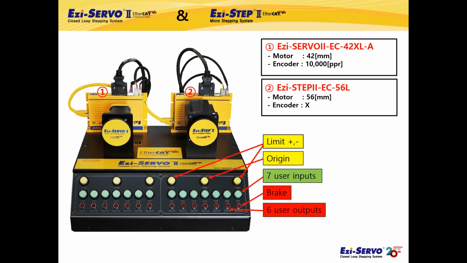As you can see, Ezi-SERVO II EtherCAT and Ezi-STEPII II EtherCAT have sensor fixed inputs, which is limit plus, limit minus, origin, and fixed output, which is break. Therefore, there is no need to use a separate I/O module, so cost can be reduced. In the next chapter, we will show you in detail through the input-output table.